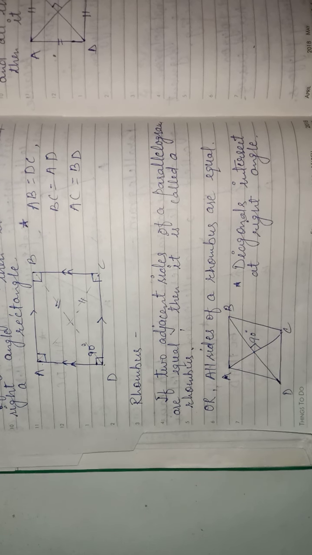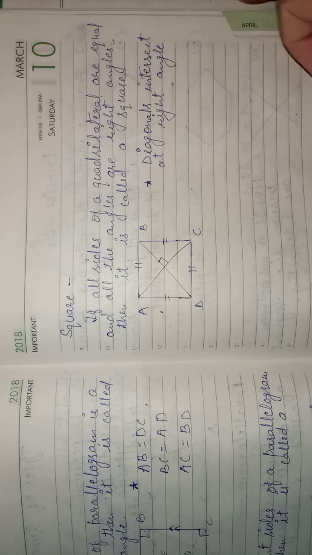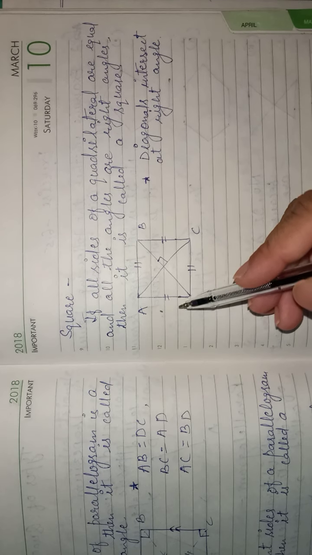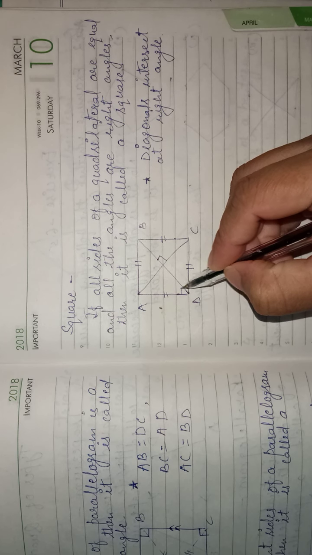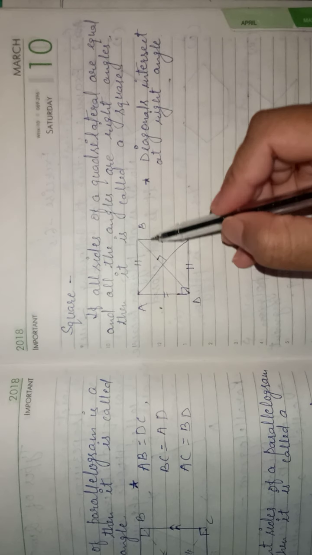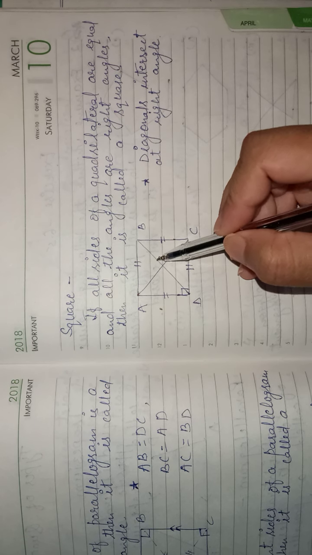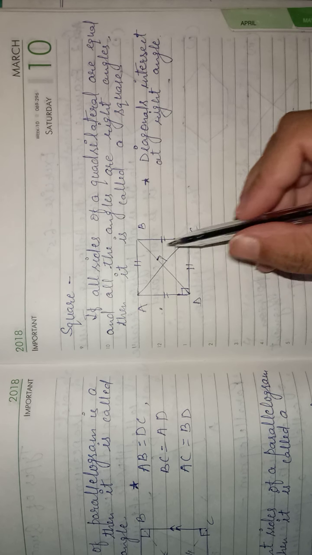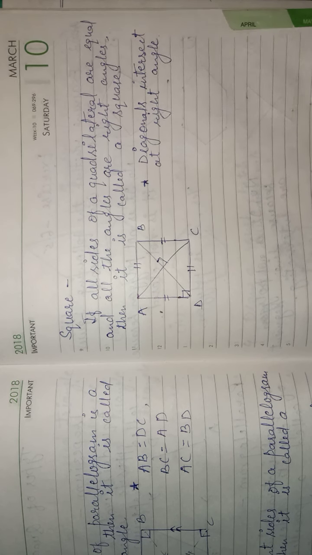So now the fifth quadrilateral is the square. Students, we know very well that all the sides of a square are equal and all angles are 90 degrees, and also when the diagonals intersect each other, they make a right angle at their intersection point. So this type of quadrilateral is called a square. Now we will start our exercise.